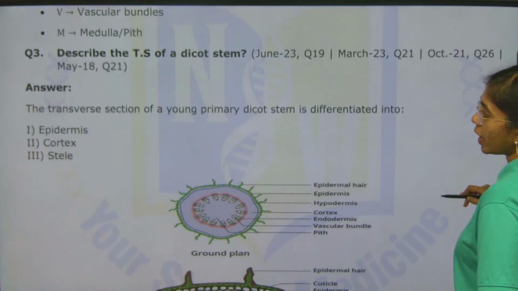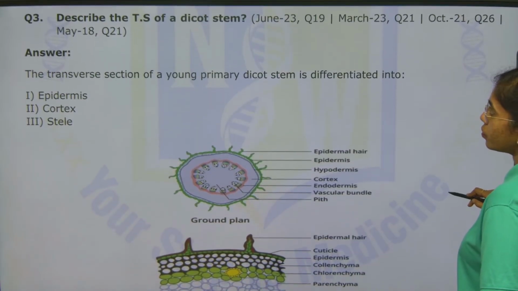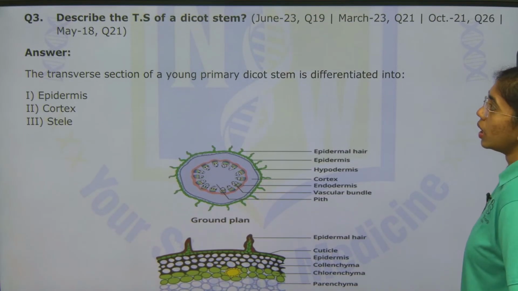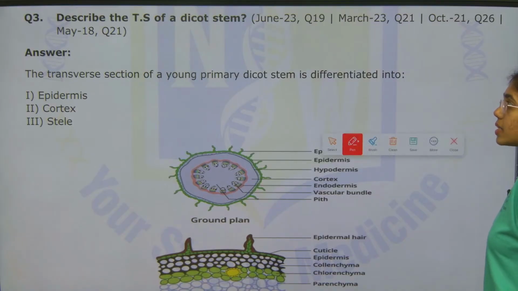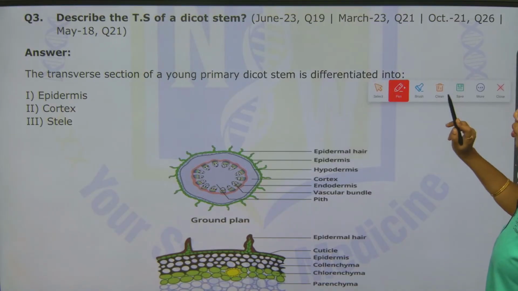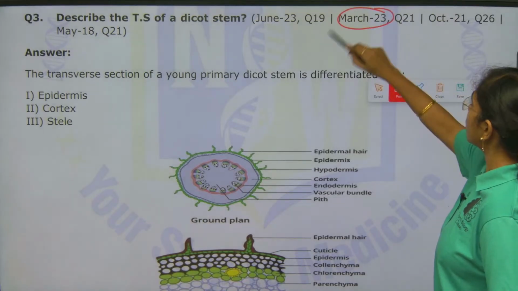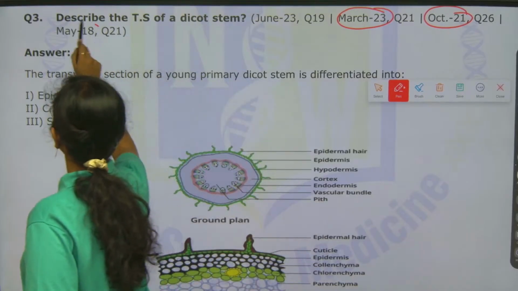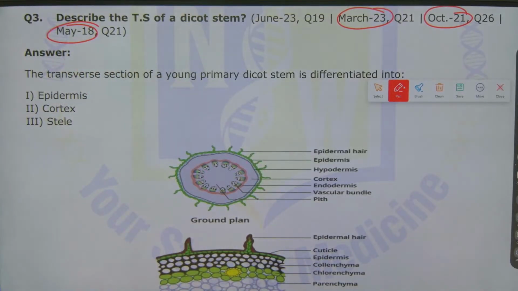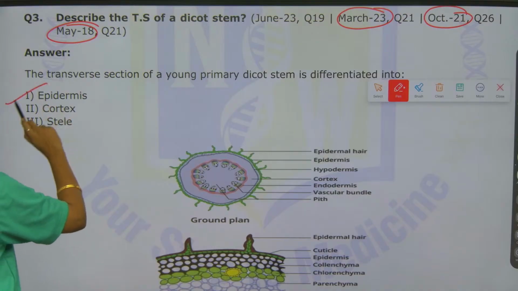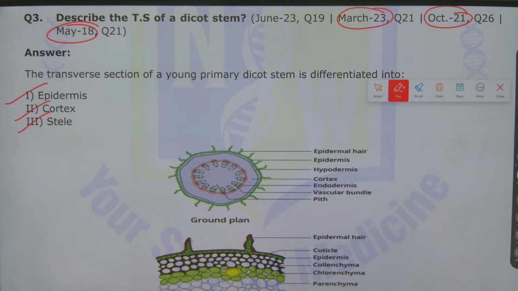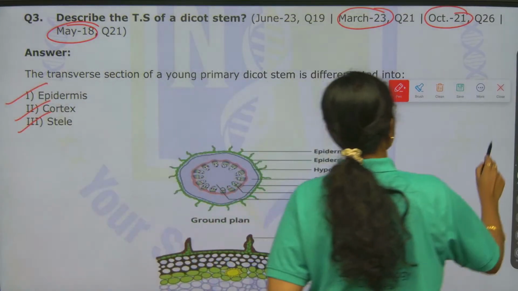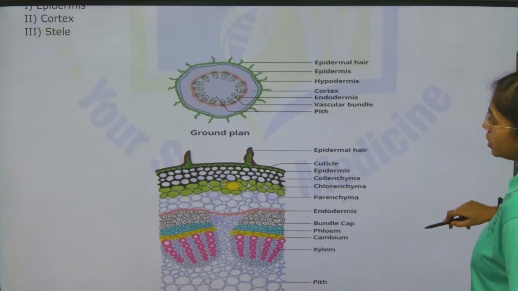Next, describe the TS of dicot stem, the transverse section of dicot stem. This question has appeared in many years, like June 2023, March 2023, October 2021 and May 2018. The transverse section of a young primary dicot stem is differentiated into epidermis, cortex and stele.